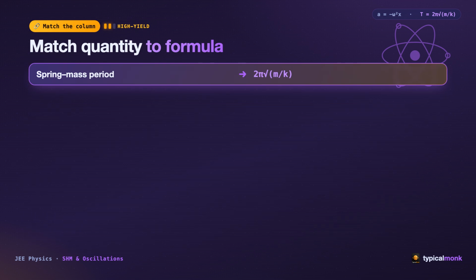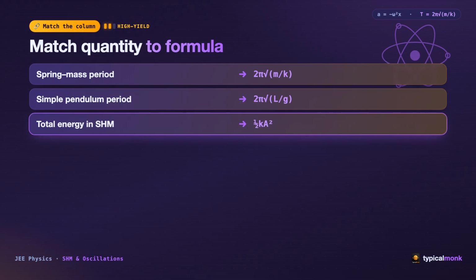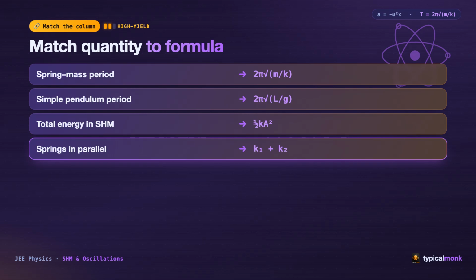Now match each quantity to its formula. The spring mass period goes to 2 pi root m over k. The simple pendulum period goes to 2 pi root l over g. The total energy in SHM goes to half k a squared. And two springs in parallel go to k1 plus k2. 4 pairs, and each is worth committing to memory.